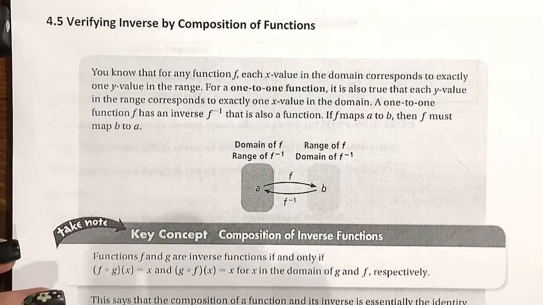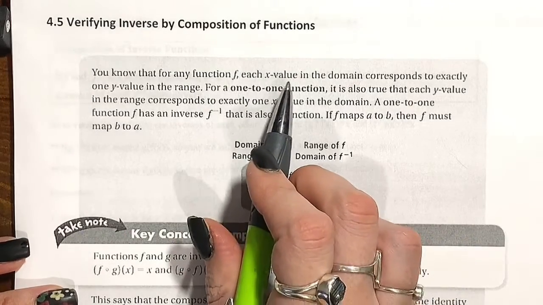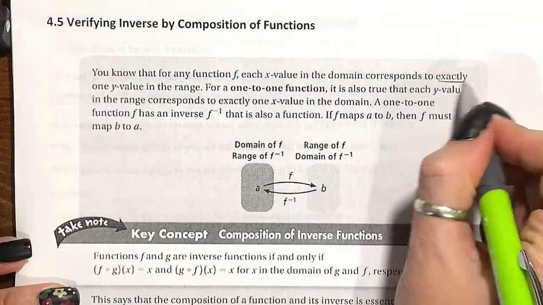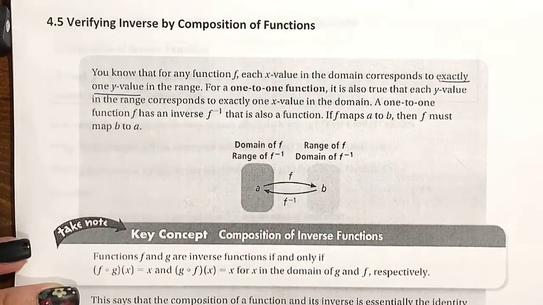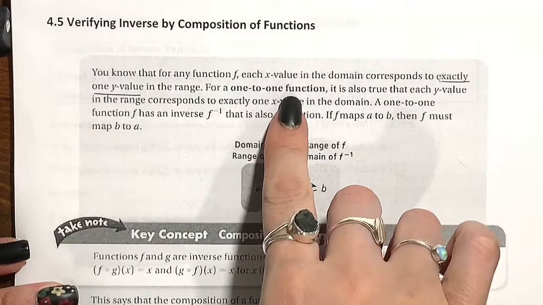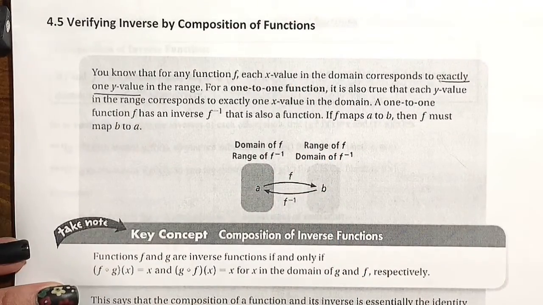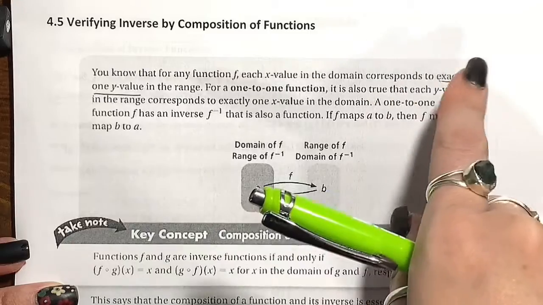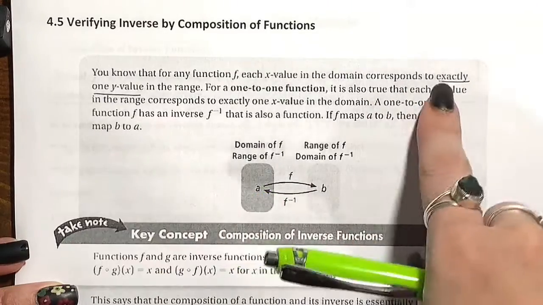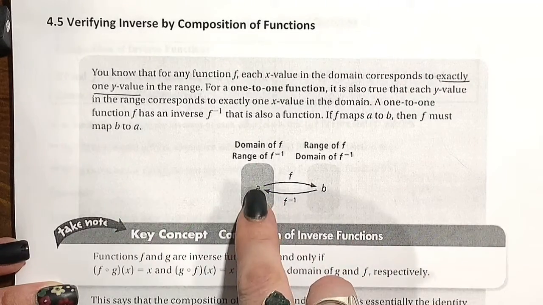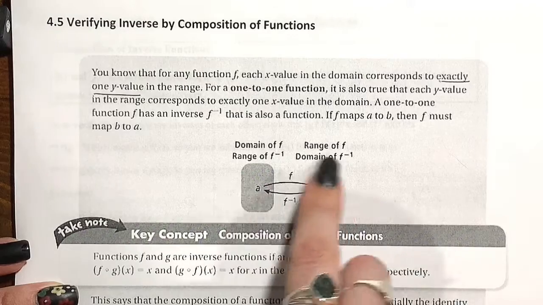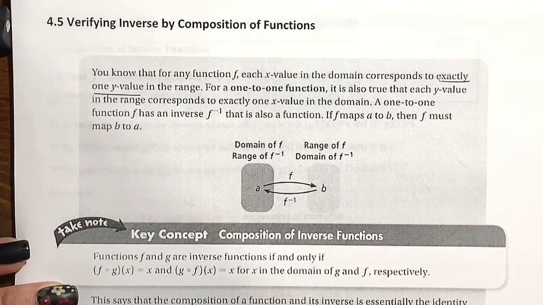So, you know that for any function f, each x value corresponds to exactly one y value. That's the definition of a function. So for a one-to-one function, one x value to one y value, it is also true that each y value in the range corresponds to exactly one x value in the domain. So not only is it one x to one y, but one y to one x. So you can only have one going in each direction, if you think of it visually.